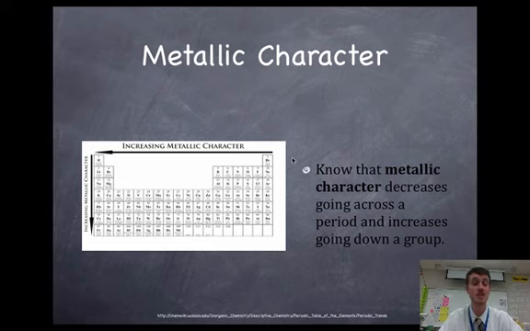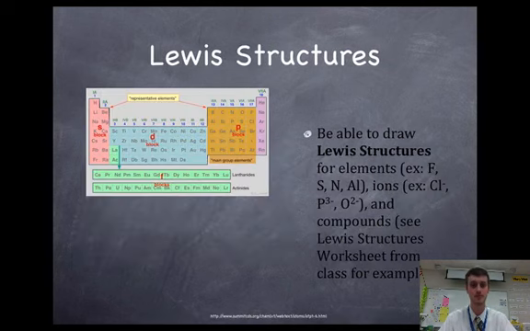Metallic character, basically you just need to know what this is showing right here. You need to know that metallic character is going to decrease as you move towards the alkali metals, and it's going to increase as you go down a group. So as I go down a group, things become more metallic, and that has to do with having more electrons in the sea of electrons that metals use to bond to one another. So that's what you need to know about metallic character. Going from left to right, it's decreasing metallic character. Going from the top to the bottom, it's increasing metallic character.